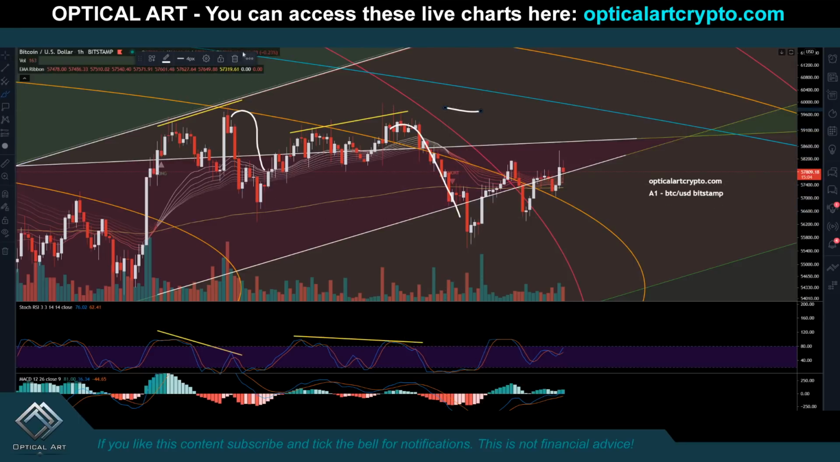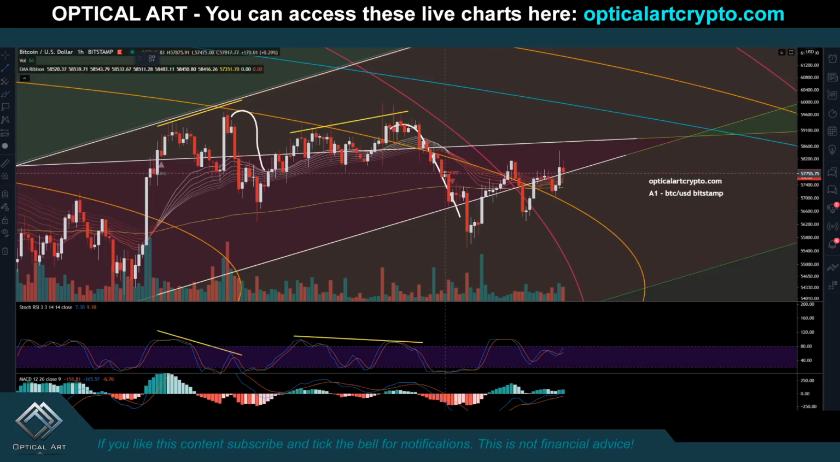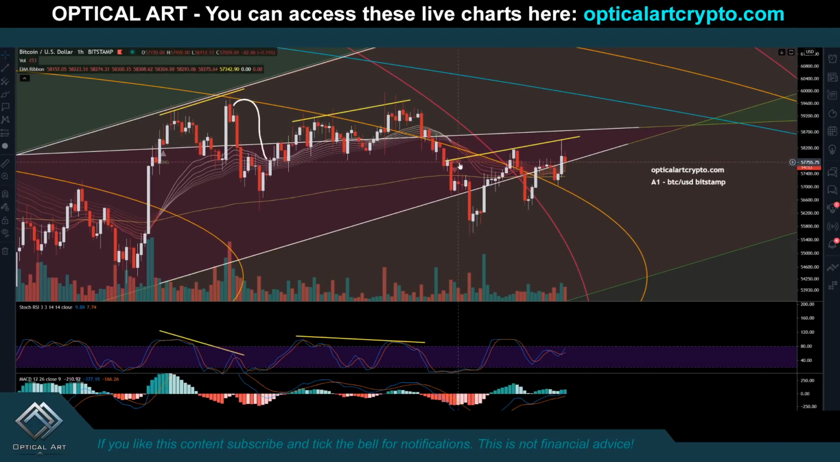Same thing, guys, right here. You can see that we're making higher highs. Let me get rid of this. You can see we're making higher highs right here, and on the RSI it's making lower lows. So again, I'm not saying that this has to play out that way. I'm just saying pay attention to that. If it does play out like the last two times, we could have some downside.